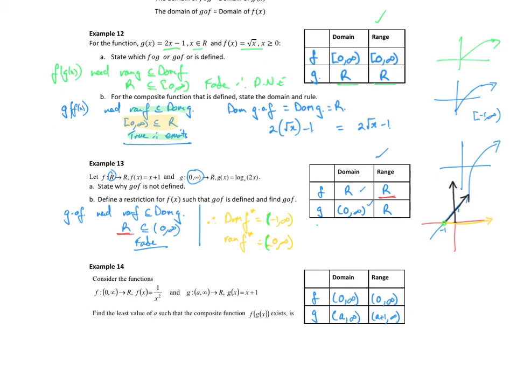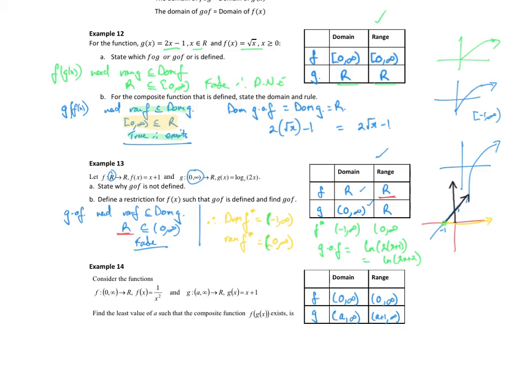So if I have a little function here, f star, the domain of f star is from -1 to infinity. The range of f star is from 0 to infinity. And now that is a subset of the domain of g. So the composite function would now exist. g of f will be equal to the natural log of 2 times x, which is equal to the natural log of 2x plus 2 will be fine. All right?